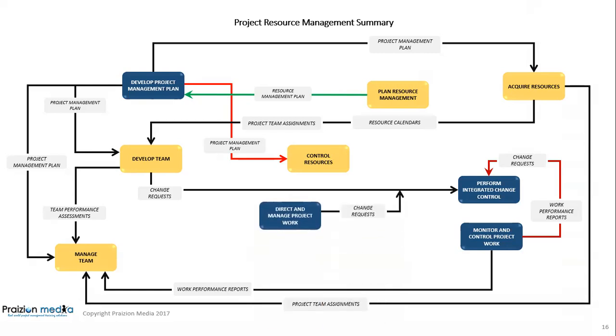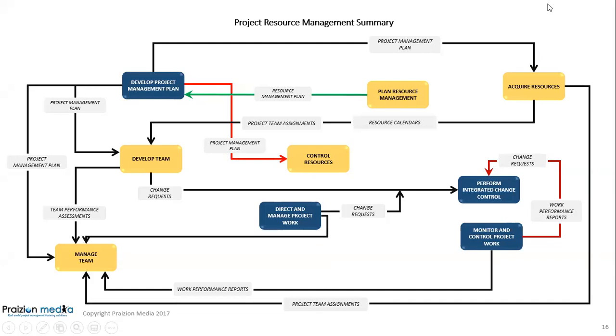There's also an interrelationship, of course, between direct and manage project work and perform integrated change control, where all change requests go. Let it be said that all change requests in the sixth edition are shown as going into one place and one place only, and that is the perform integrated change control process. So look out for that. All change requests go there as an input. Now, from perform integrated change control, you get approved change requests, but that is beyond the scope of this.